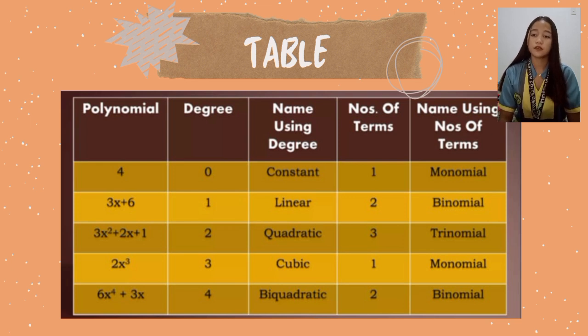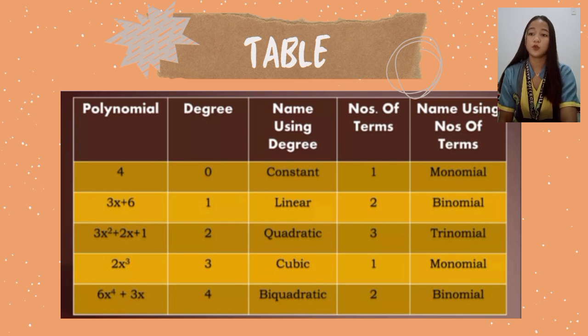And next, number 3, 3x squared plus 2x plus 1. The degree is 2. Why 2? Because the highest exponent is squared. So the name using degree is quadratic, and the number of terms is 3. And the name using number of terms is trinomial, because it has 3 terms: 3x squared plus 2x plus 1.